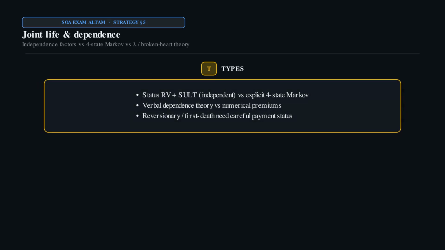Differences. Status random variables with SULT under independence versus an explicit four-state Markov. Verbal dependence theory versus numerical premiums. Reversionary and first death products need careful state of payment.